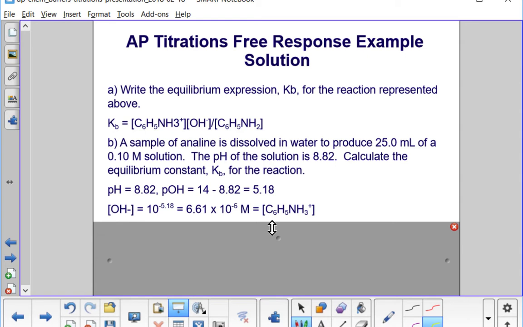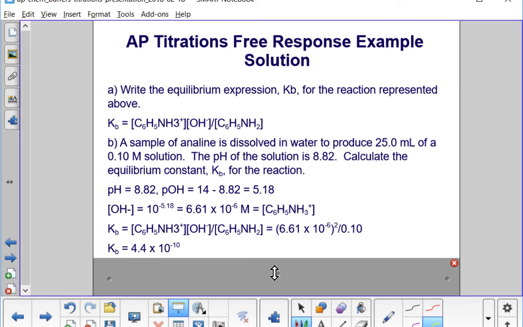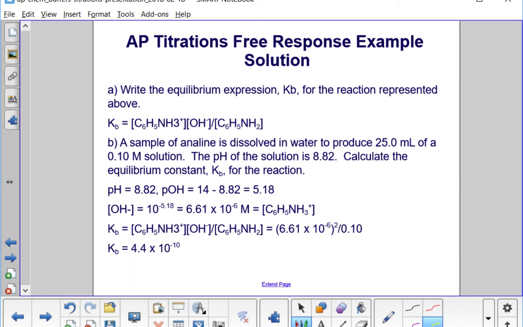This is also the concentration of the other product, C6H5NH3+. Now we can find Kb. We can substitute the concentration of the products, 6.61 times 10 to the minus 6 squared, divided by the initial concentration of the aniline, 0.10 molar. And we get a Kb of 4.4 times 10 to the minus 10.